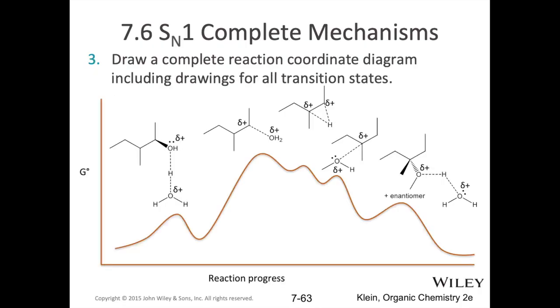All right, so that was a pretty long mechanism that involved multiple steps, multiple extra steps. In fact, the maximum number of extra steps. We had a proton transfer at the beginning, okay, to make our leaving group better. We had a carbocation rearrangement to make our carbocation more stable, and we had a proton transfer again at the end to make our product more stable. And this is in addition to our regular steps of our leaving group leaving and our nucleophile attacking.